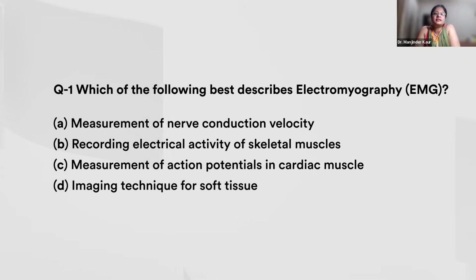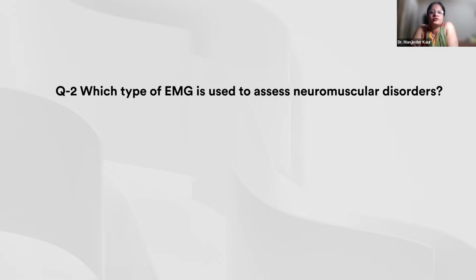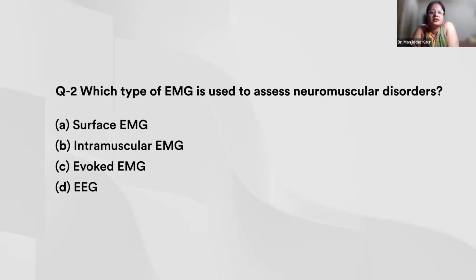The answer here is, I will give the answers right away. Which of the following best describes the electromyography? So it is the recording of electrical activity of the skeletal muscle. Choice B is the correct answer. Which type of EMG is used to assess neuromuscular disorder? Surface EMG, intramuscular EMG, evoked EMG, or EEG?